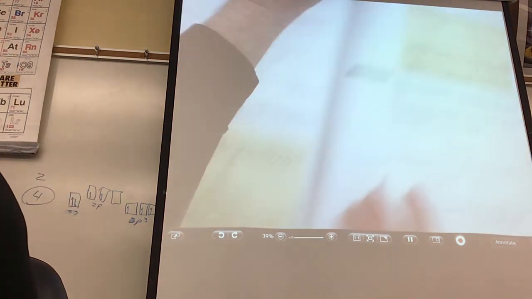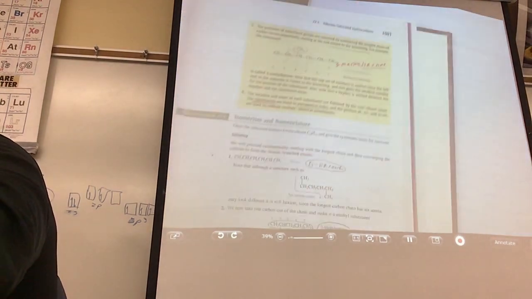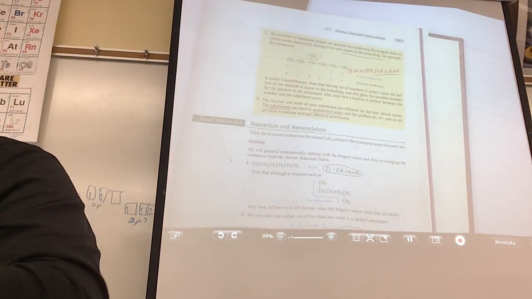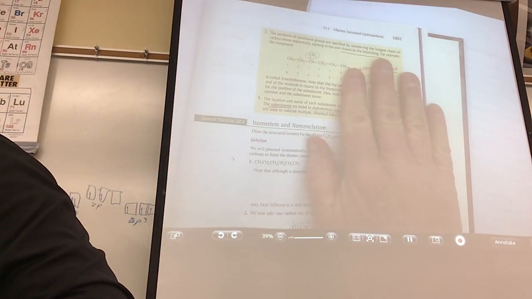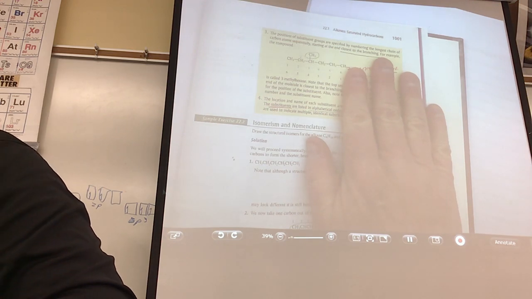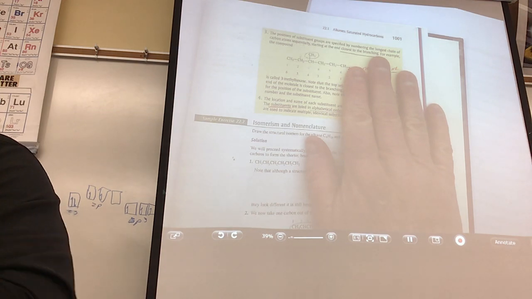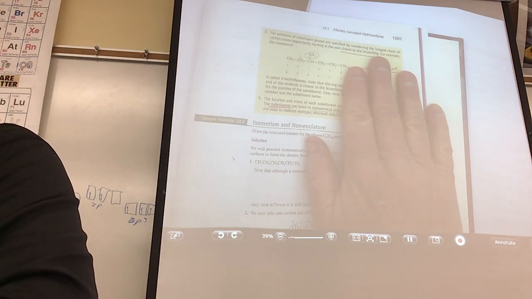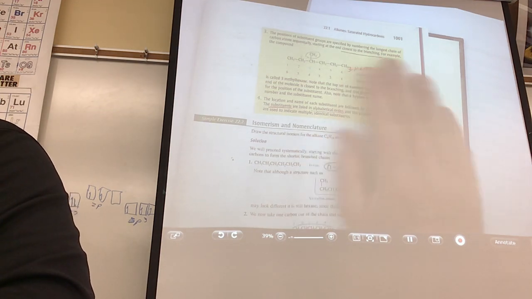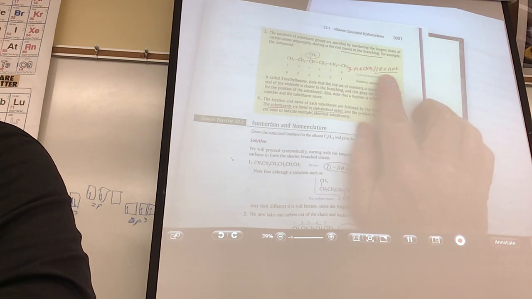Now, let's do this one. Oh, I have the answer. Don't look. What do you think about that one? This is pretty easy, isn't it? Do I need a number or not? To be safe, I put the number in there anyway, okay? But I do need a number, because how many ways can you make methylhexane?